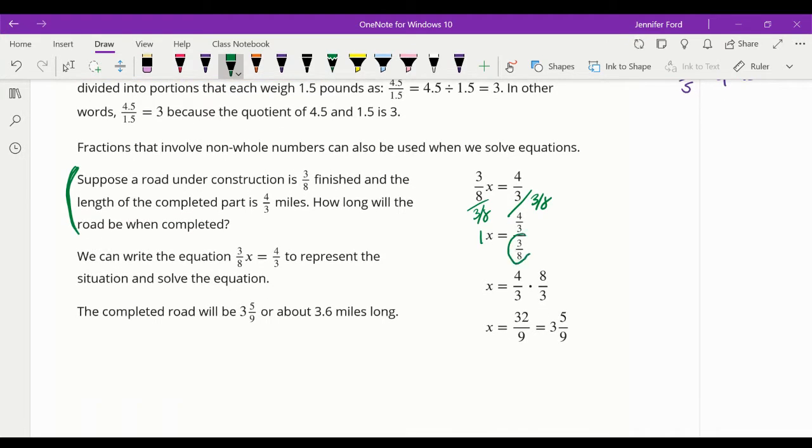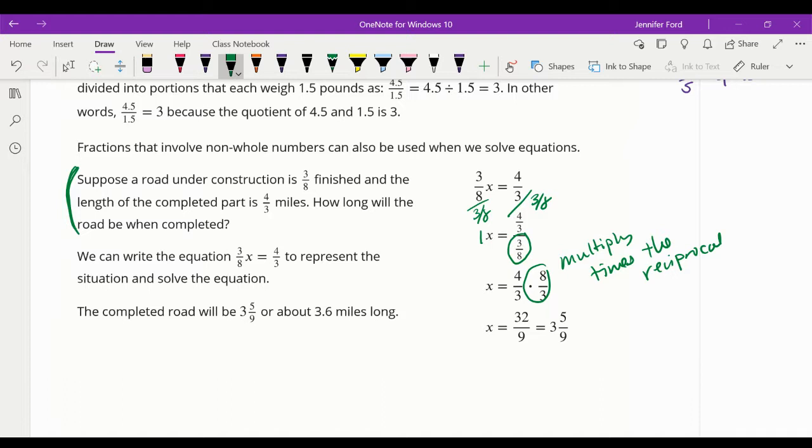And remember, the way that you divide by a fraction is you multiply times the reciprocal. So 4/3 divided by 3/8 has the same answer as 4/3 times 8/3, which is 32/9, or 3 5/9 miles. So the completed road will be 3 5/9, or about 3.6 miles long.